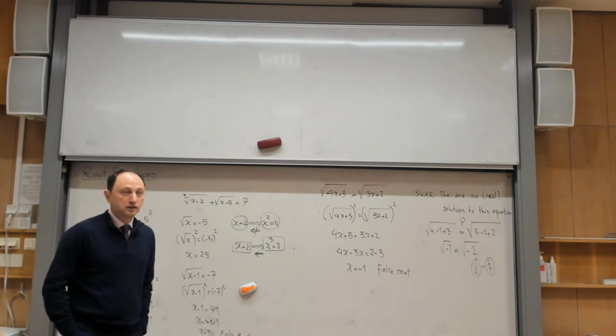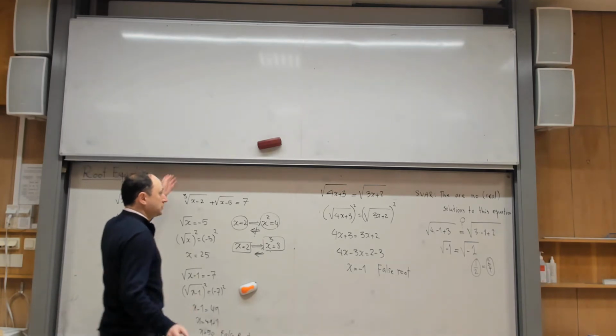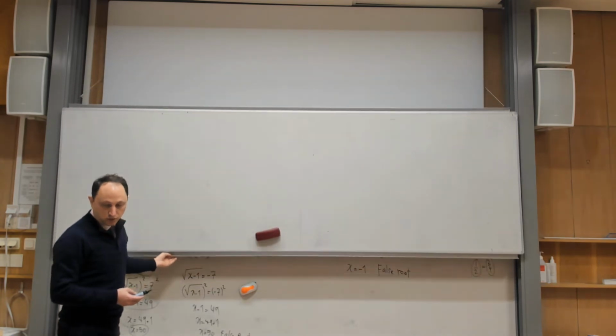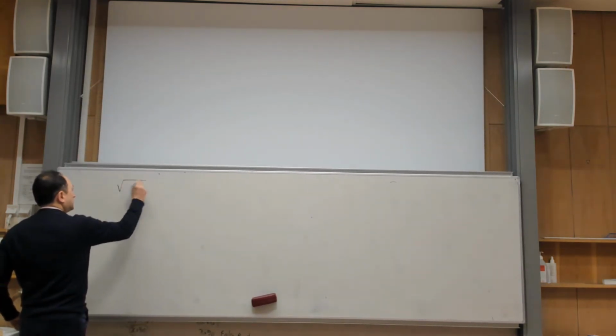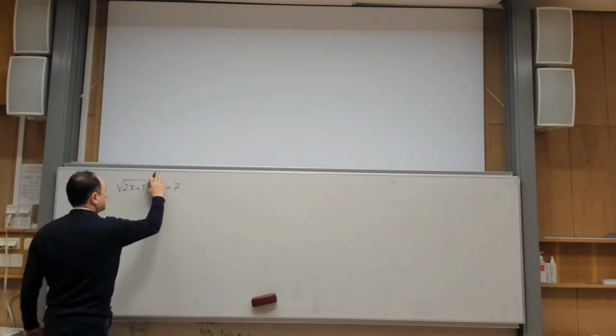Yes? Okay. So now let me give you a little bit better example. That's also in the book. Then I will give you a little bit harder ones. So this is also a good question. I want you to listen carefully because this is important. So the square root of 2x plus 1, plus x, is equal to 7.